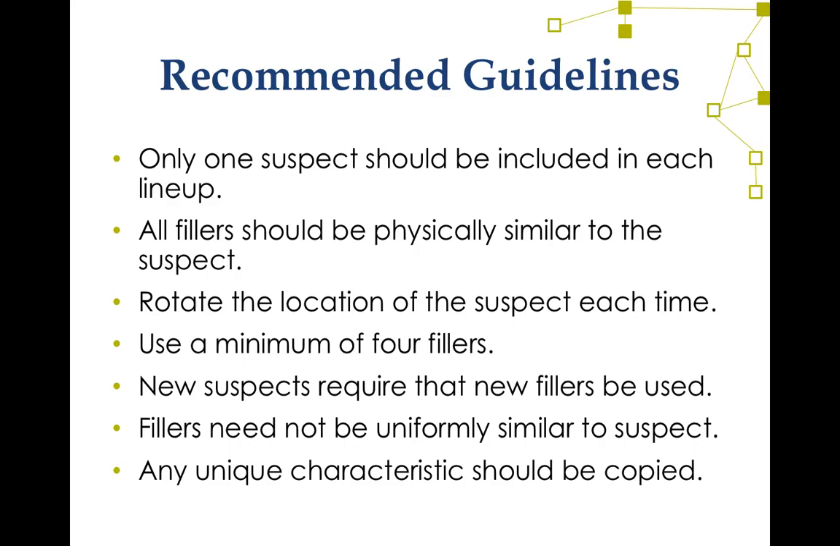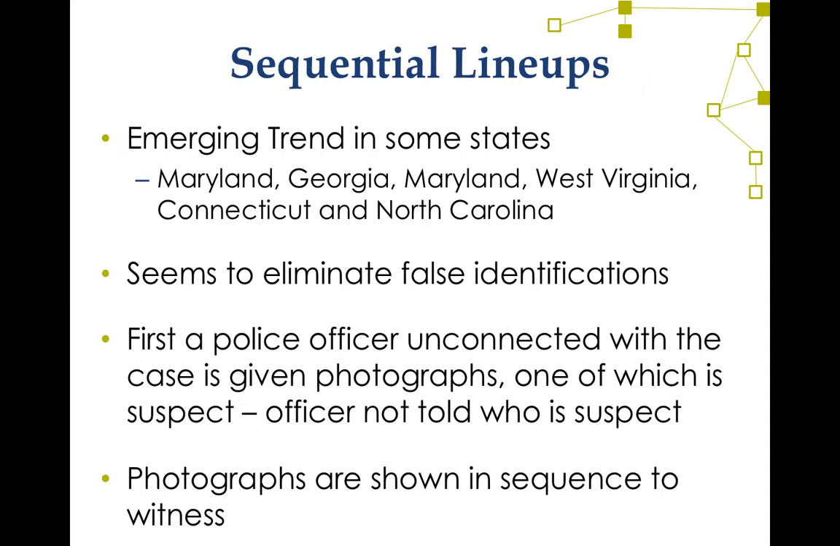So, in each lineup, we should only have one suspect. All the fillers, the non-suspects, should be physically similar to the suspect. Each time you do it, you need to rotate where the suspect is and use a minimum of 4 fillers. When you have new suspects, you have to use new fillers. The fillers don't have to be uniformly similar to the suspect, but any unique characteristics should be copied.